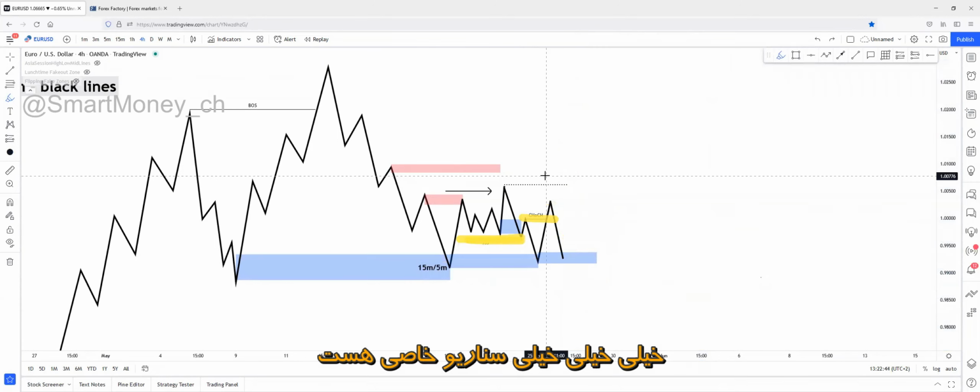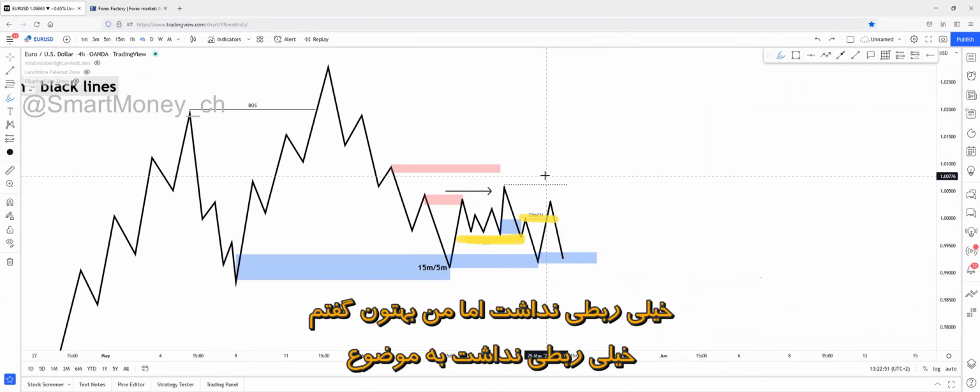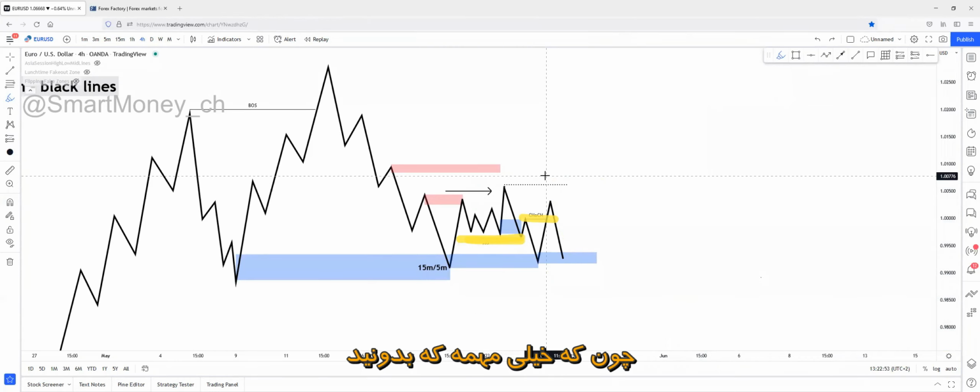But these are really specific scenarios. These happen like once a month. So these aren't really relevant, but I just told you what you can do in this specific scenario, because it's important to know, because you'll see this in the future.